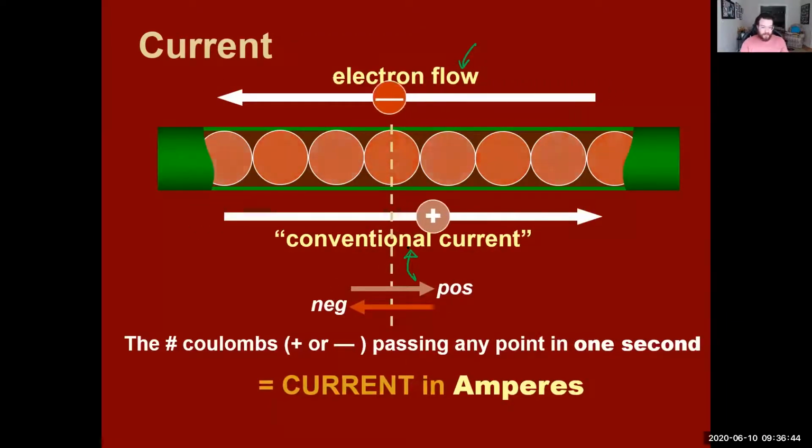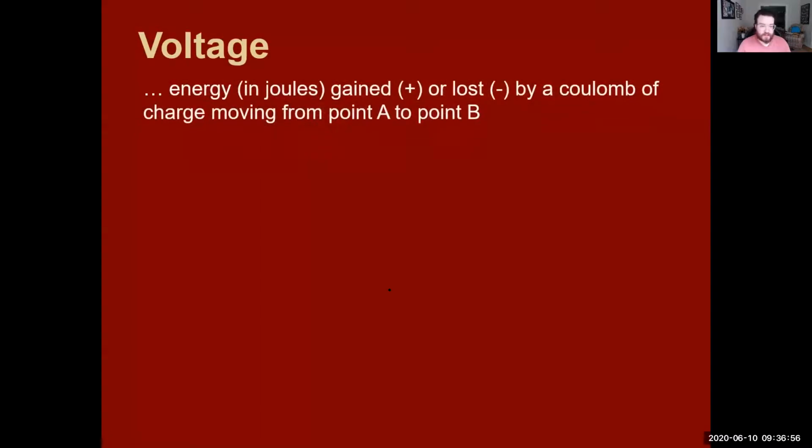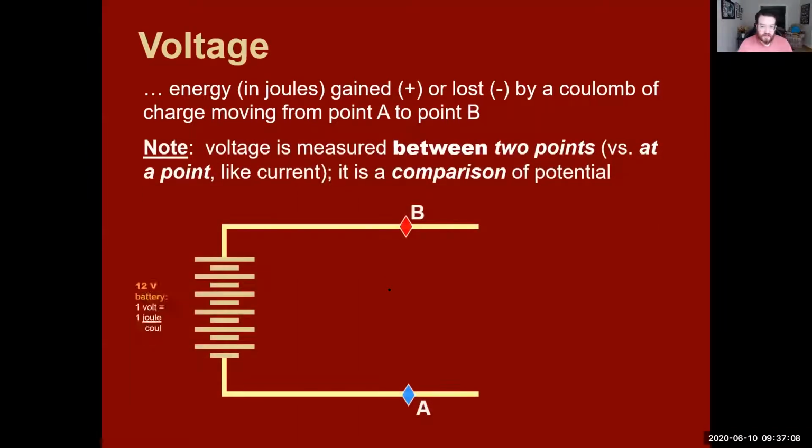The number of coulombs, positive or negative, passing any point in 1 second will be current in amperes. Then you have voltage. That's the energy in joules gained or lost by a coulomb of charge moving from point A to point B. Voltage is measured between 2 points versus at a point like current. It's a comparison of the potential. So you're trying to find almost the potential energy between A and B. And that's what you're going to be looking at.